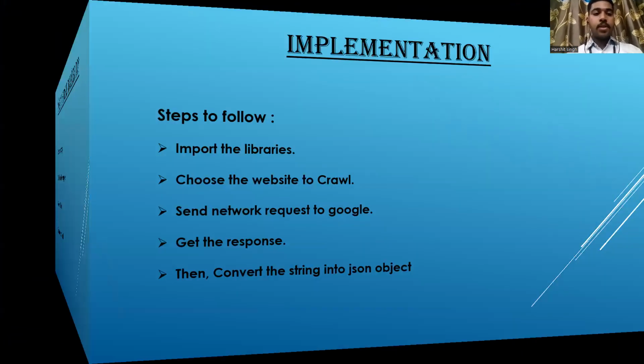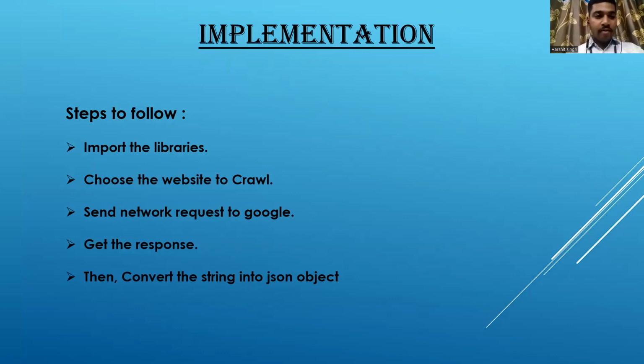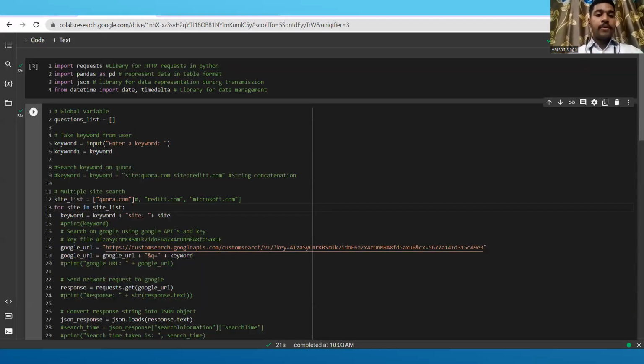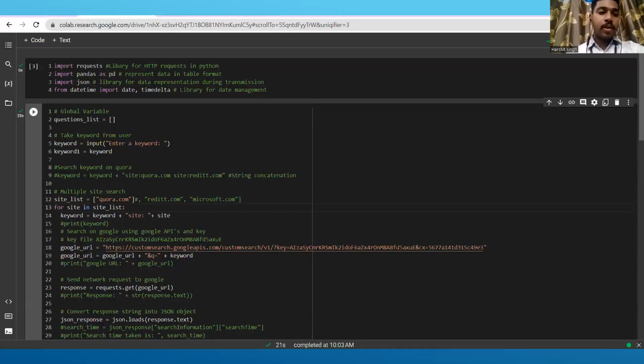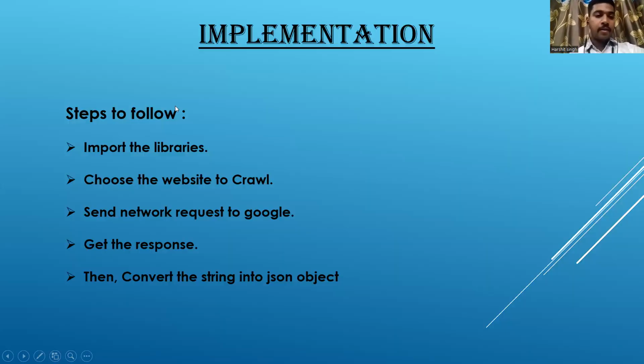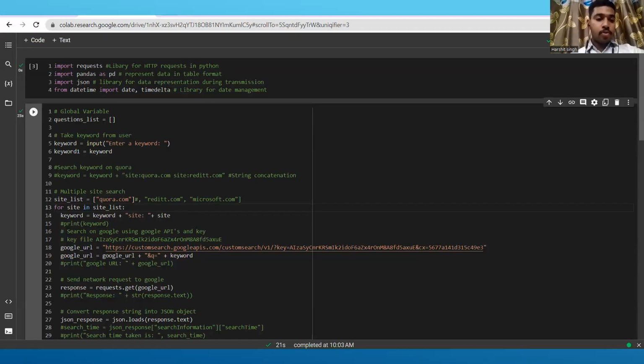So let's go to the implementation, and I have the snippet of the code. Firstly, we import the libraries. We have imported a few libraries such as requests, pandas, JSON, and datetime. Requests is used for sending the HTTP request to Google. Pandas is used for the table format as data frames, and JSON is used to convert the JSON string into a JSON object for user understandability after getting the response, and datetime for the date and time. Then we choose the website to crawl.